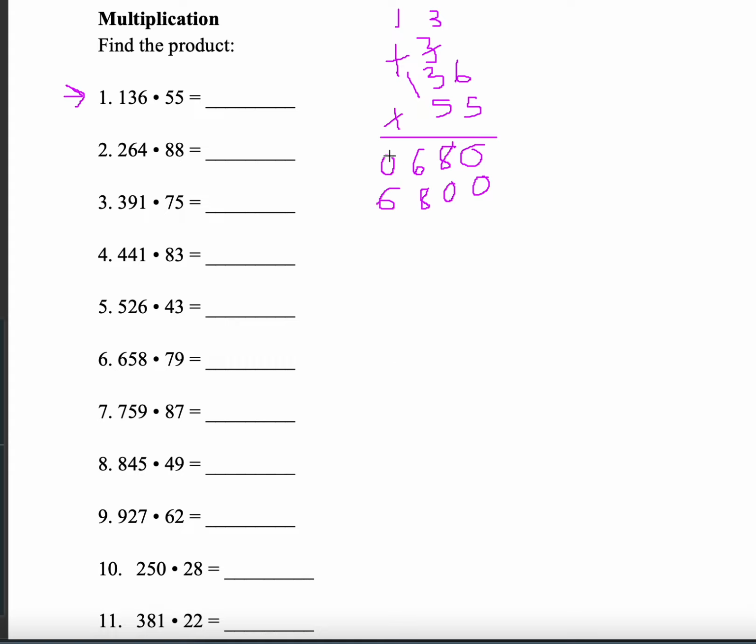I'm going to add a 0 for a placeholder here so we know our digits. So 0 plus 0 is 0. 8 plus 0 is 8. 6 plus 8 is 14. Add the 1 here. This is 7,480.